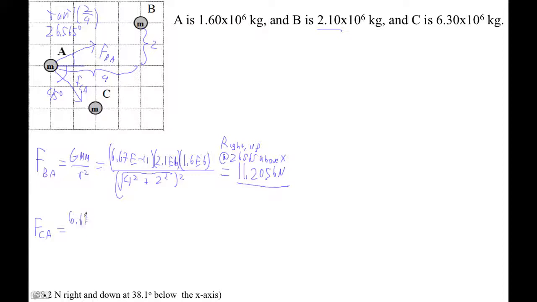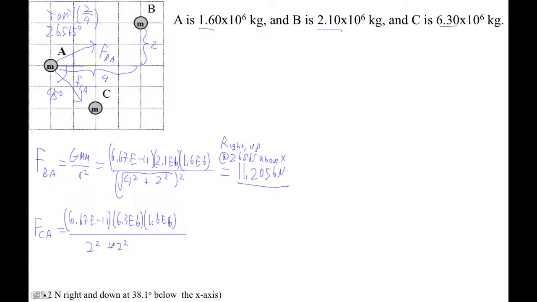This will be 6.67 E minus 11. There's our G, right? C is 6.3 megakilograms. I think that's not a thing. Gigagrams, 6.3 gigagrams. Okay, let's see. And then A is 1.6. It doesn't, by the way, matter what order I put them up there because multiplication is commutative. And then to C and A, that's 2 over, 2 down, so it's 2 squared plus 2 squared.